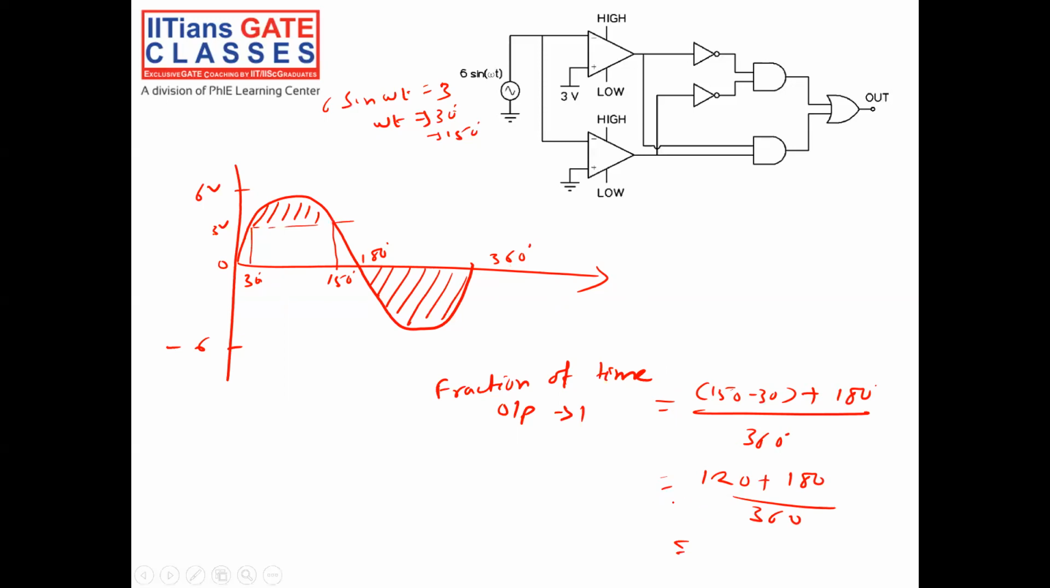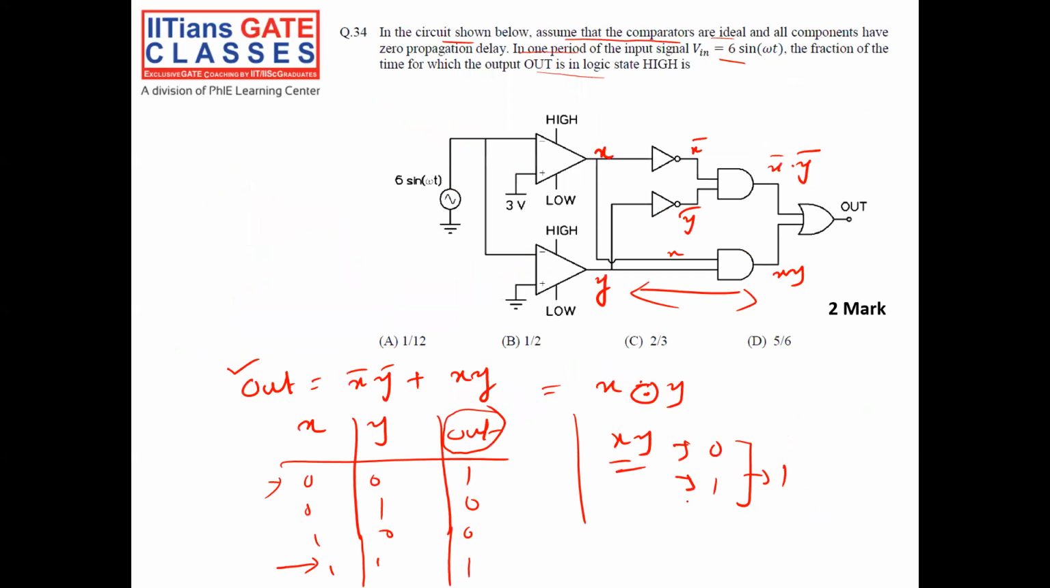Let us see how much I am getting. Let's take the calculator, guys. So 120 plus 180 divided by 360. I got 5 by 6 as my answer. This option D is the answer.